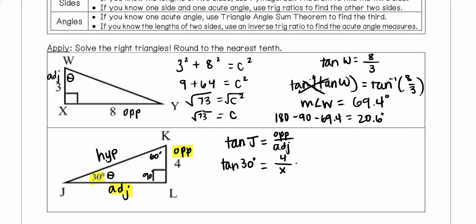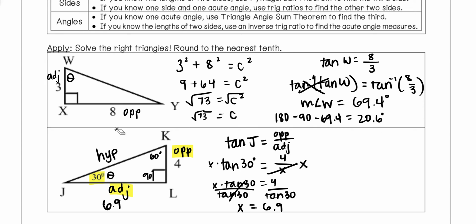We will solve this by multiplying by x on both sides. When we do that, we'll be left with x times tangent of 30 equals 4. So we'll just need to divide by the tangent of 30 on each side. That will leave us with our x by itself, and we get a value of 6.9. So that means our JL adjacent side length is worth 6.9. So at this point, you could use Pythagorean theorem, but since we had to round this, that's not going to be super precise for us. So I would suggest using a different trig function instead.